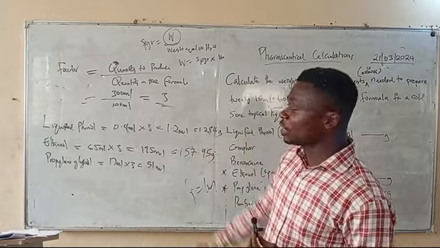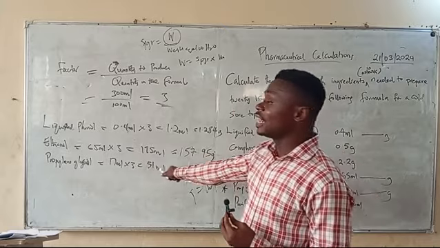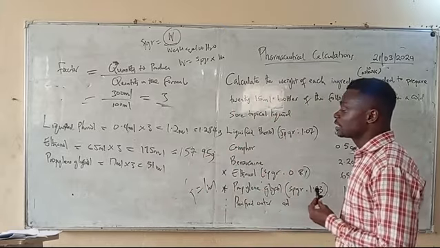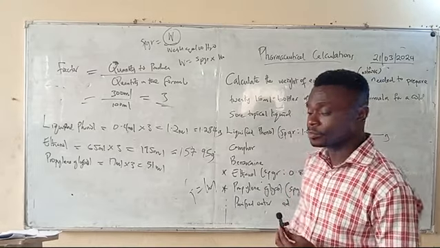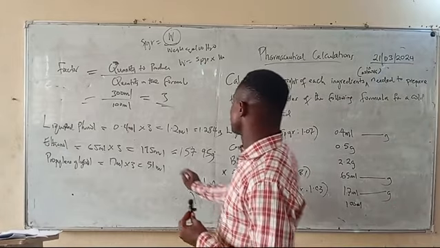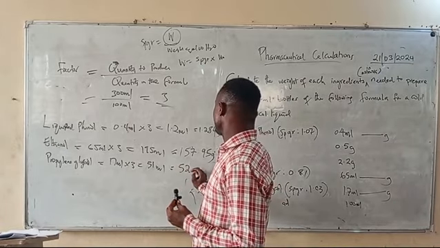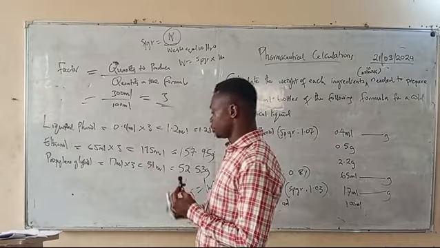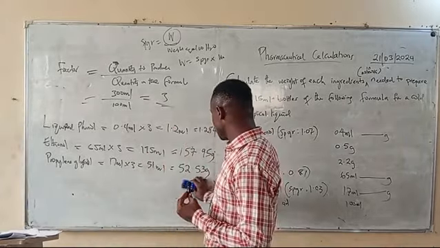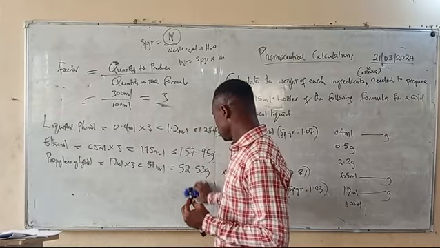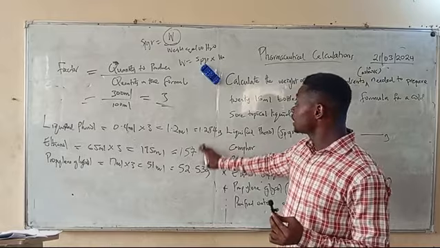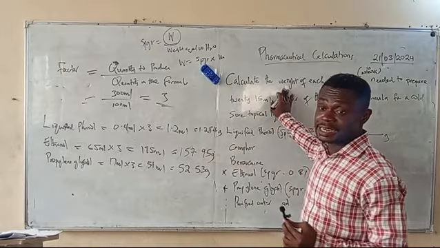Now let's go over to propylene glycol. The last volume is what? 51 mil. Multiply it with the specific gravity and tell me the answer. 52.53 gram. So this is their weight, because we should calculate their weight.